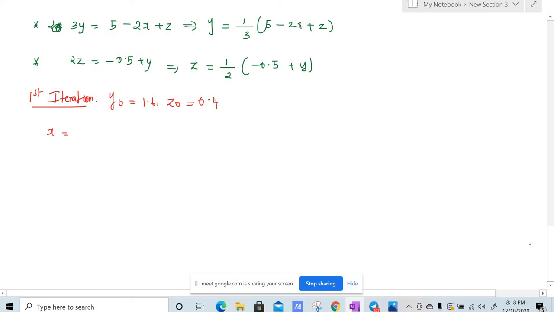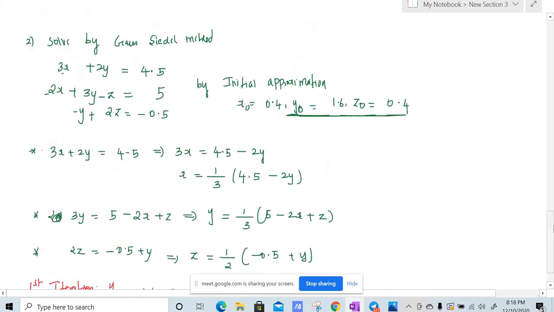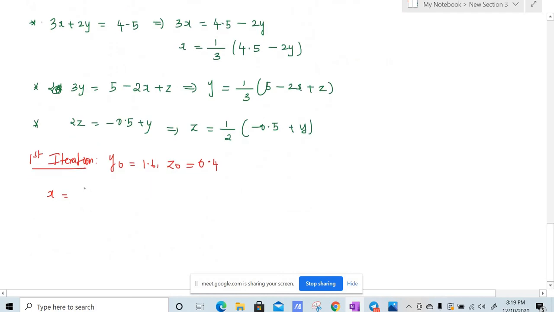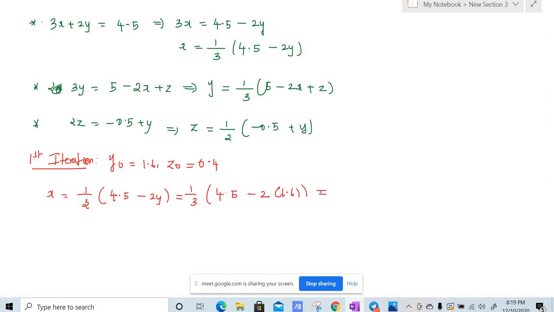Here what is x? So x is 1 by 3, 4.5 minus 2y. So this will be 1 by 3, 4.5 minus 2 into our y, which is 1.6, right? Y is 1.6. So again you can use a calculator to find the value of this. So this will be 0.433.